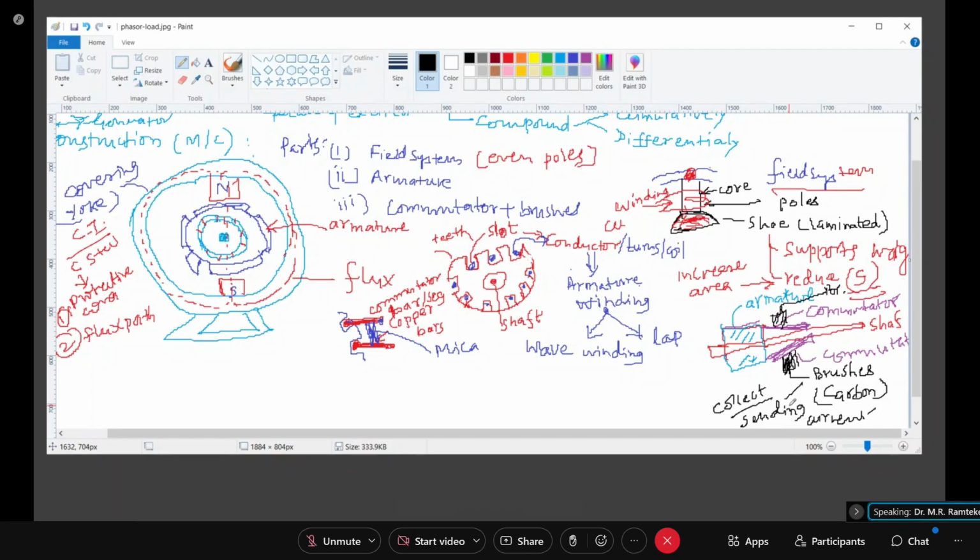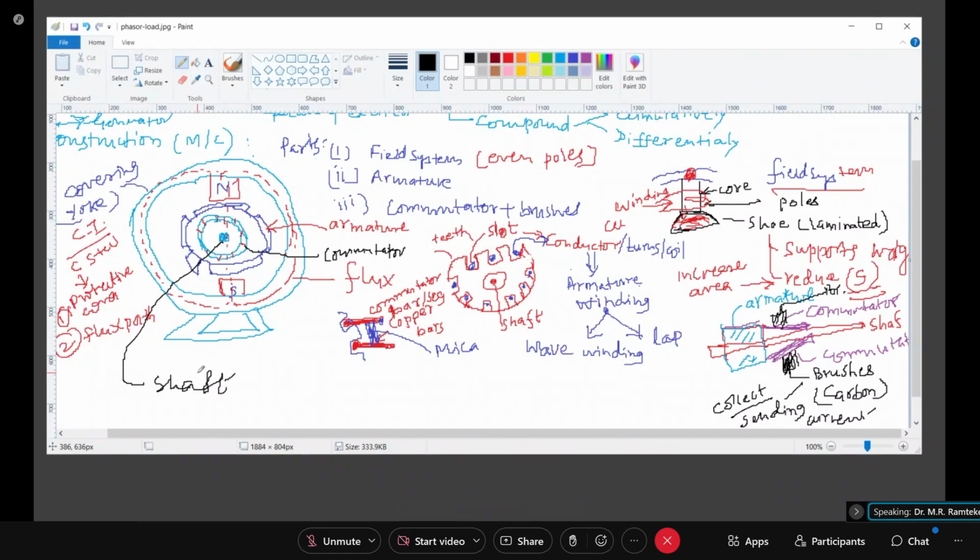I hope you understood about the structure of the motor now. So in the construction, this is the armature, and this is my commutator, and this is the shaft position. Clear? So I hope you understood about the construction of a DC motor.